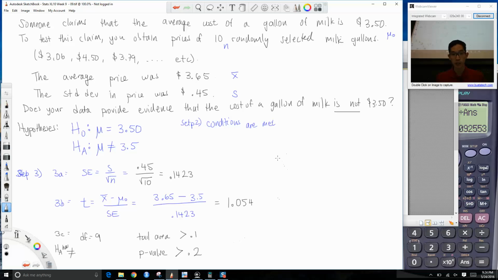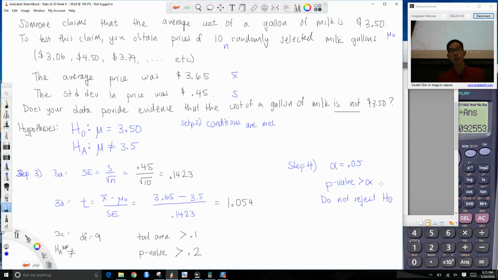All right, so let's say step 4, we're using alpha equal to 0.05. So we don't know exactly what our p-value is, but we do know that it's greater than 20%. So we have our p-value is greater than alpha. Okay, so we would say do not reject the null hypothesis.